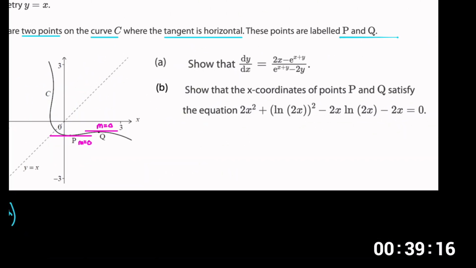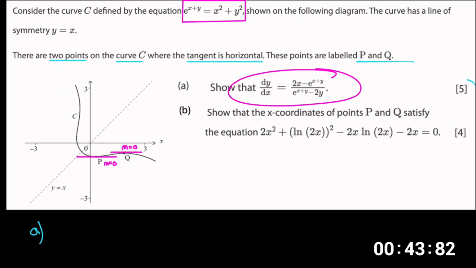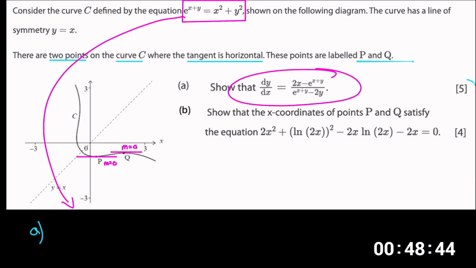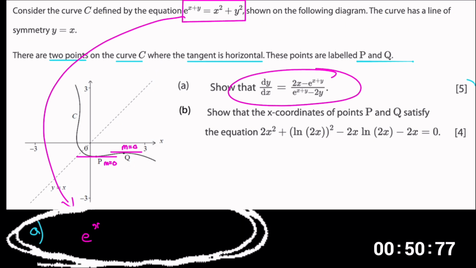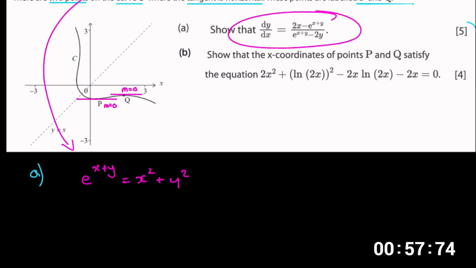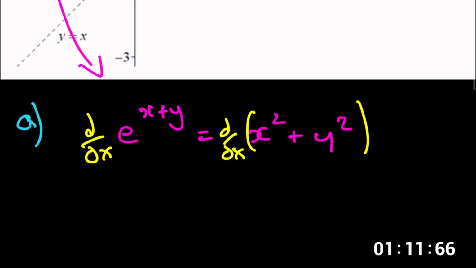Show that the derivative function is equal to the following, which is an implicit relation. So we're going to take down the original function: e to the x plus y is equal to x squared plus y squared. We want to differentiate both sides with respect to x. If we're differentiating with respect to x on this side, we have to differentiate with respect to x on this side. Since this is an implicit relation, we need to differentiate e.